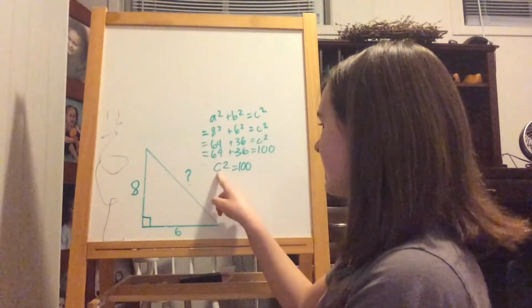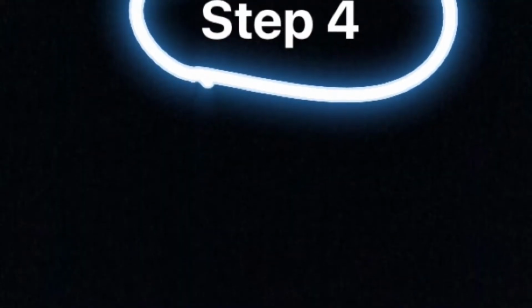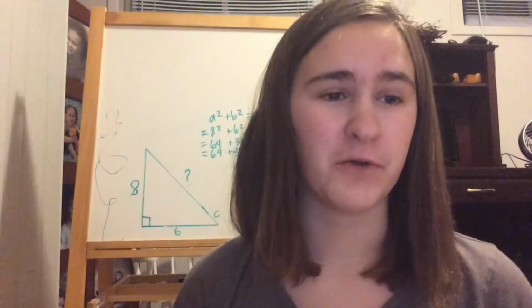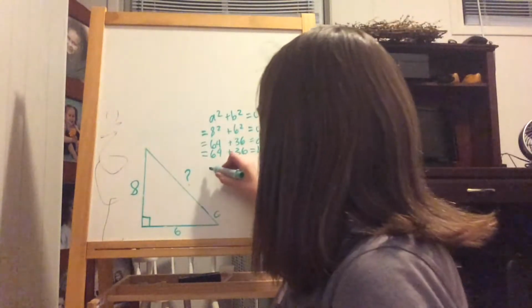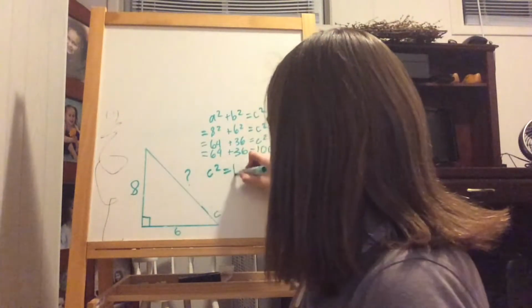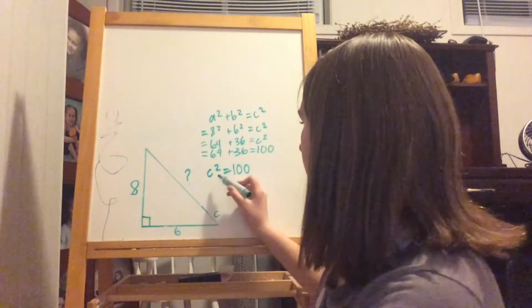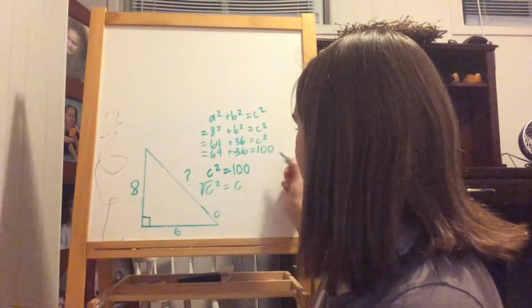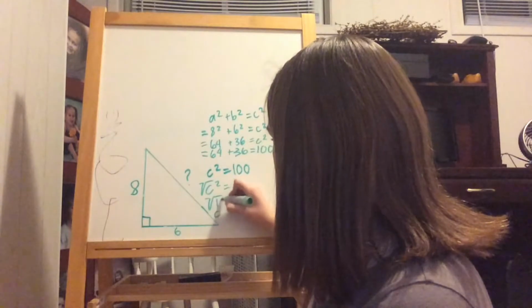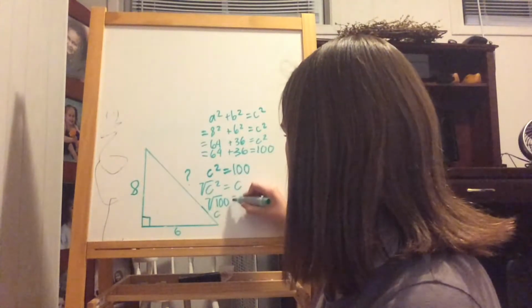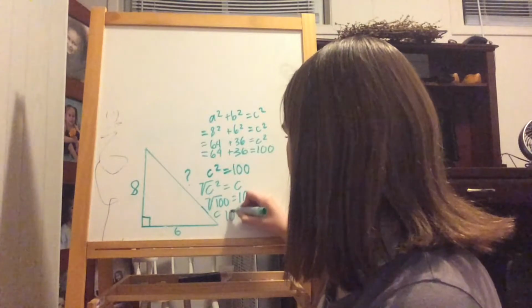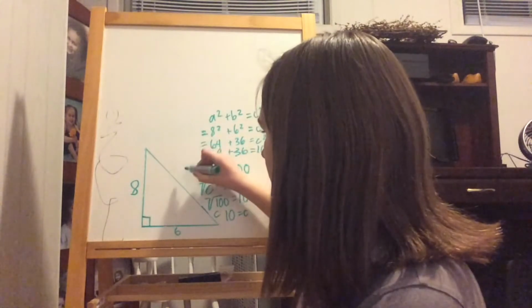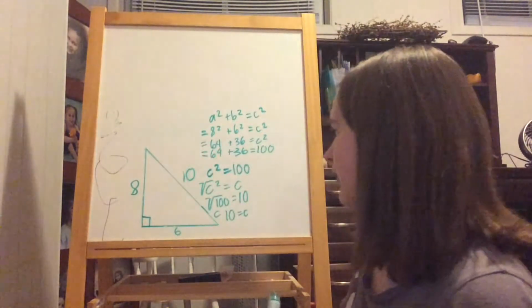So in order to find out what c is, we need to find the square root of c squared. If c squared equals 100, we do the square root of c squared, which is c. So we do the square root of 100, which equals 10. So that 10 equals c, and this length equals 10. This is what our equation looks like now.